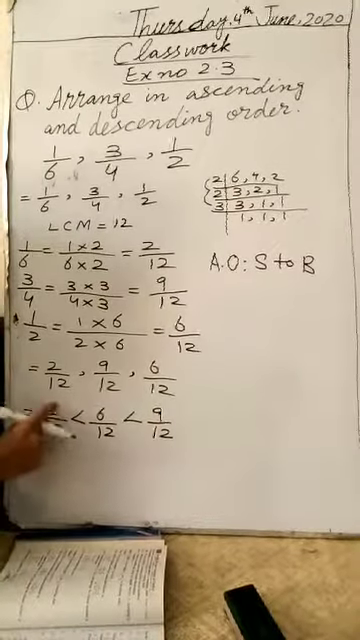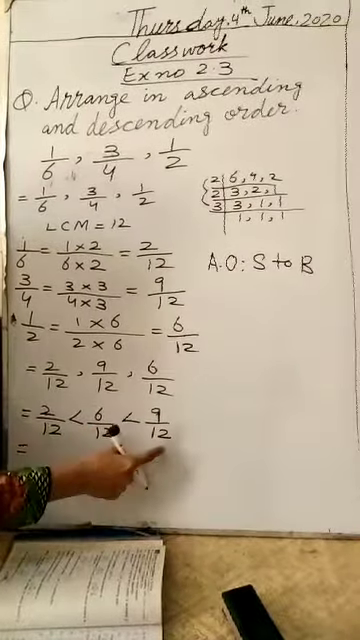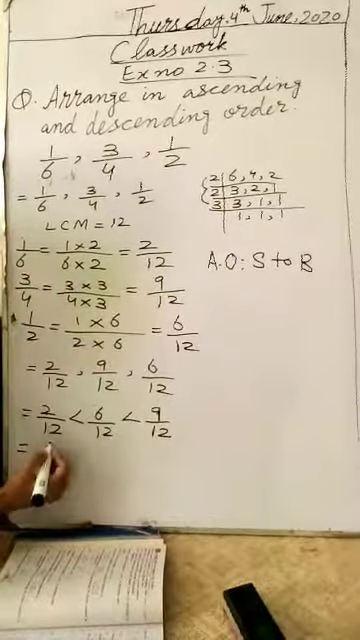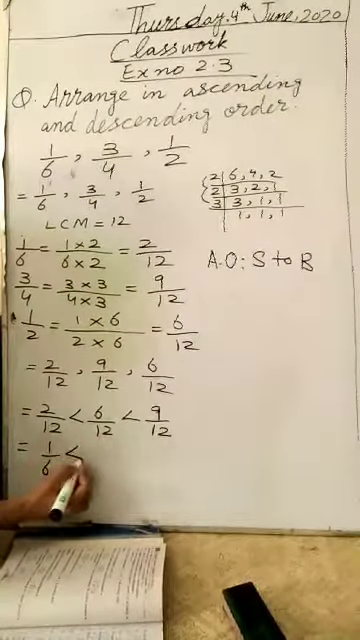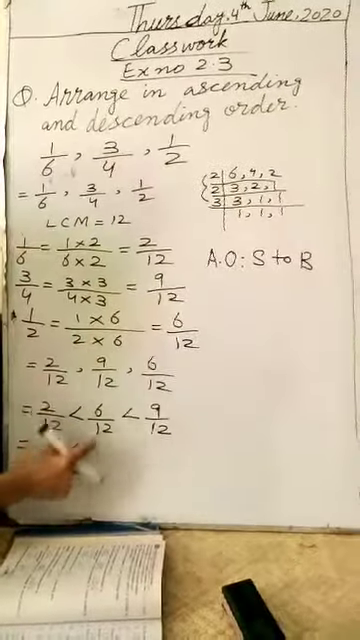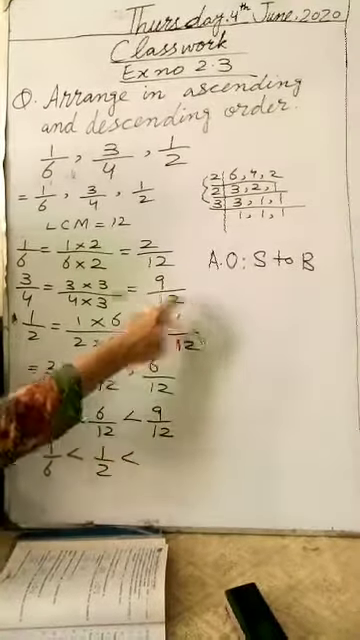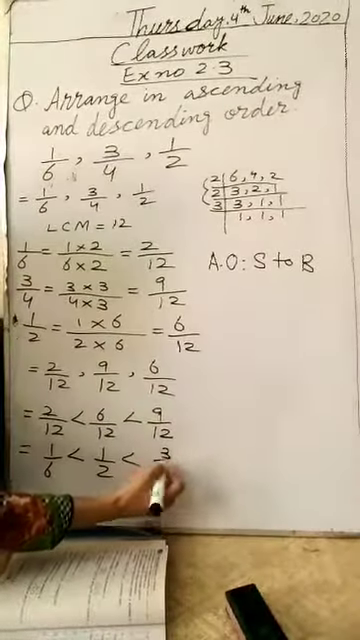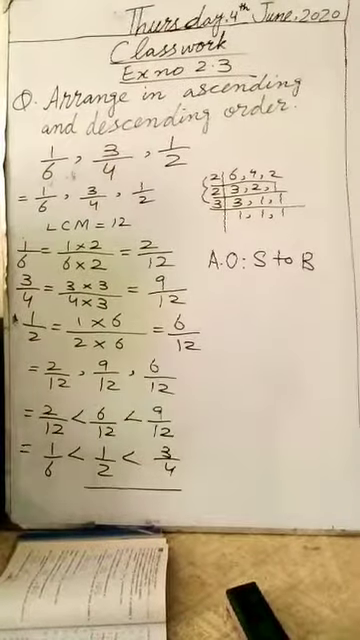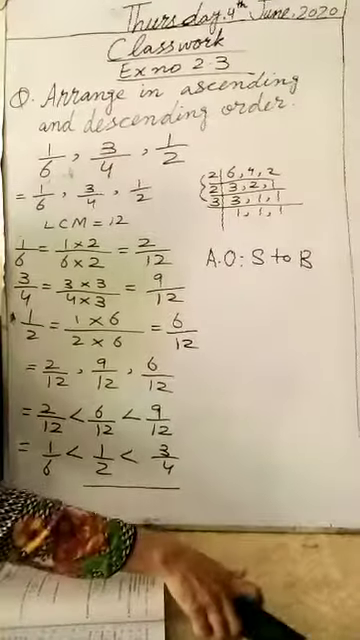Now write down the original values under these values: 2 over 12 is 1 over 6, same sign; 6 over 12 is 1 over 2; then 9 over 12, the original value is 3 over 4. Draw the ending line. Now I am solving the next question.